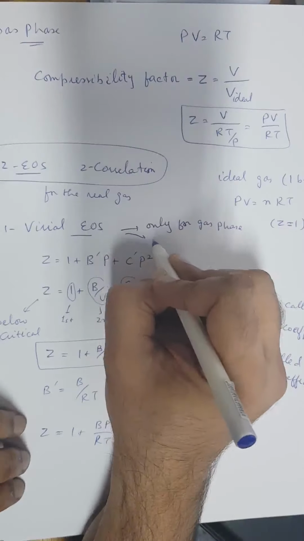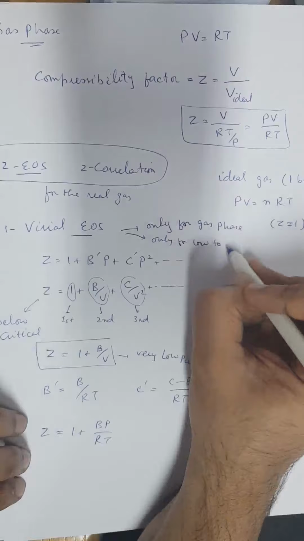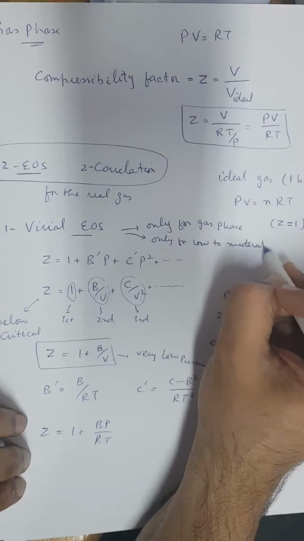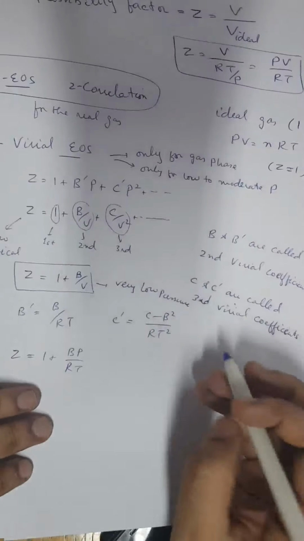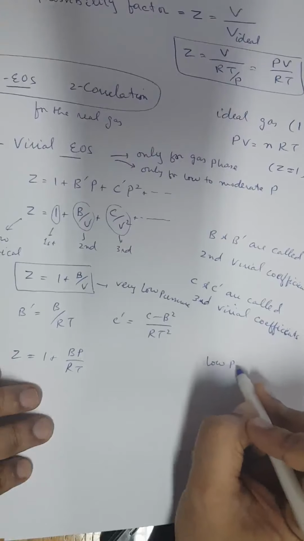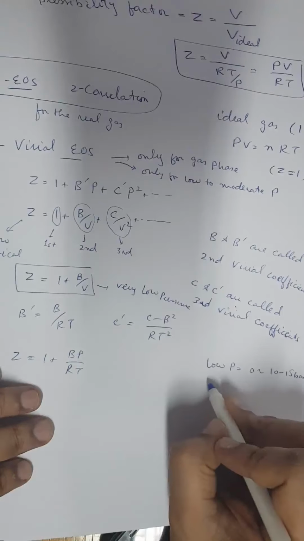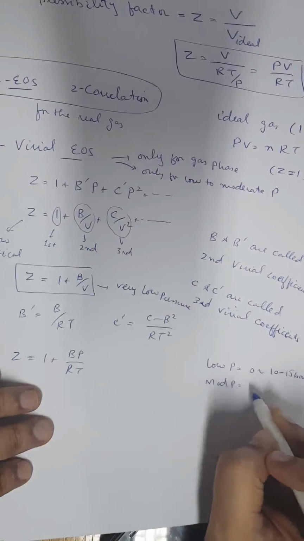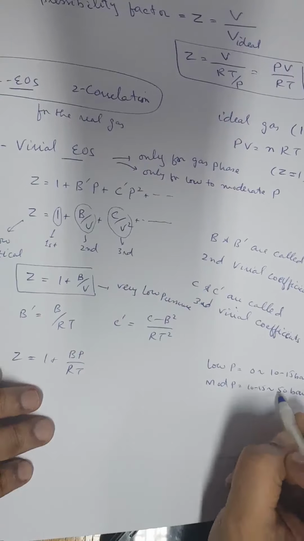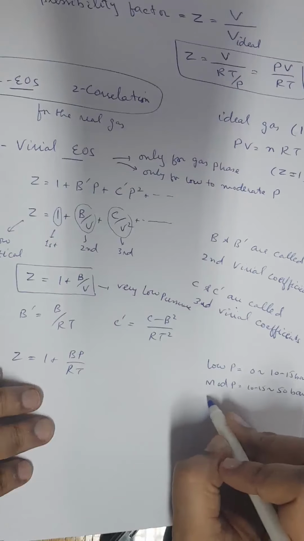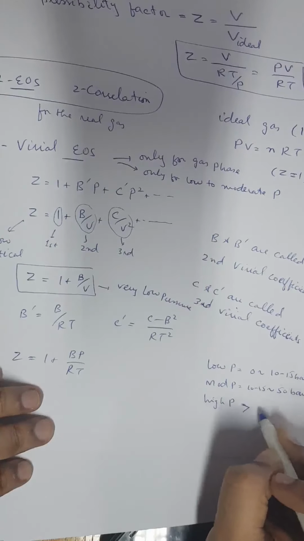So generally this equation is only for gas phase, and only for low to moderate pressure. You can see the pressure range, I can write over here. Low pressure is 0 to 10-15 bar. Moderate pressure is 10-15 to 50 bar. And high pressure is above 50 bar.